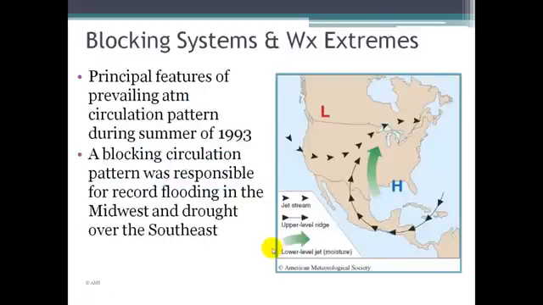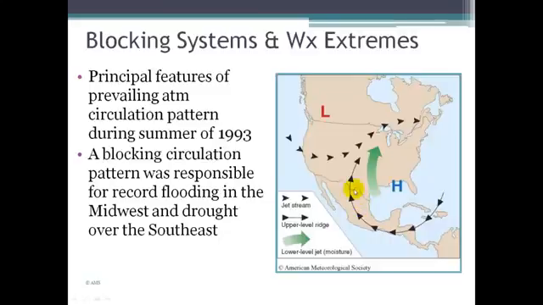Here's another example of one of these blocking systems that happened in 1993, again in the summertime for us in North America, in the Northern Hemisphere. Here we had a high pressure system that was camped out over the southeastern portion of the United States, and the jet stream was dipping down a little bit, so we had this play between these two contrasting air masses.